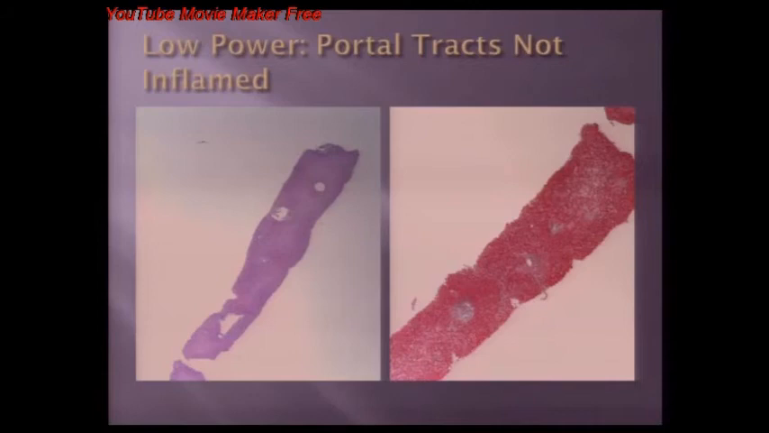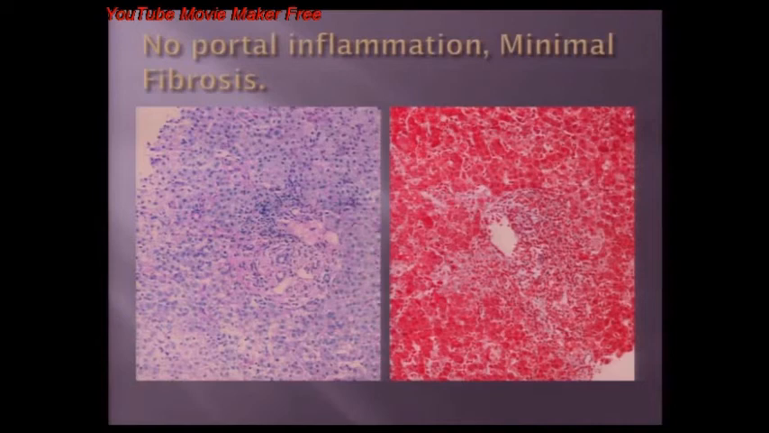Okay, higher power look at that portal tract. Remember what the other ones look like? This really doesn't have that blue appearance. We don't have a lot of lymphocytes and plasma cells.